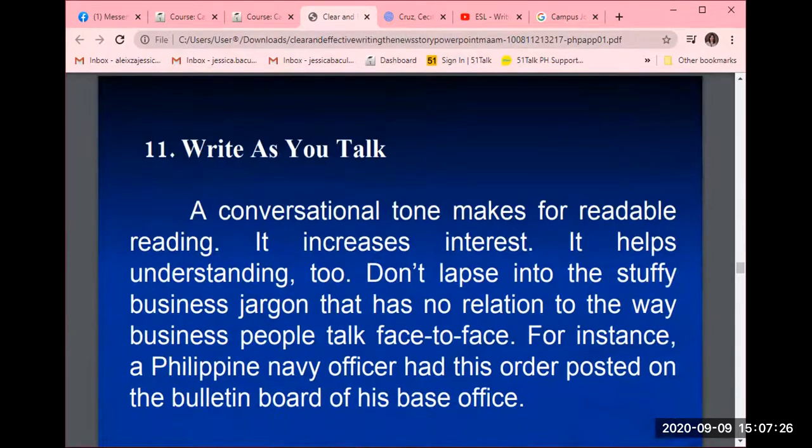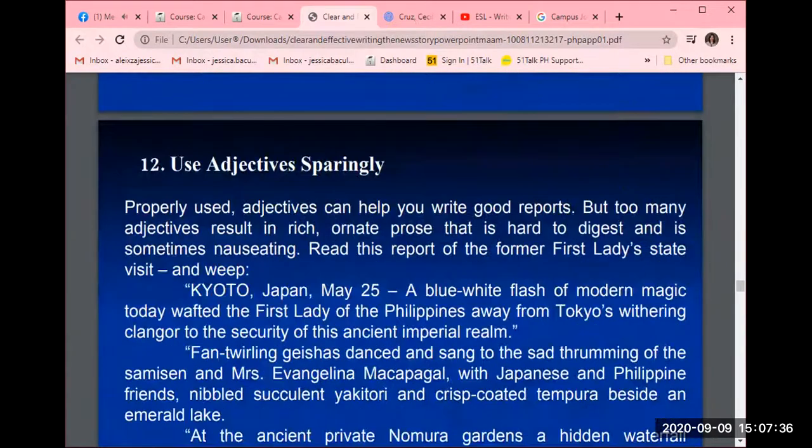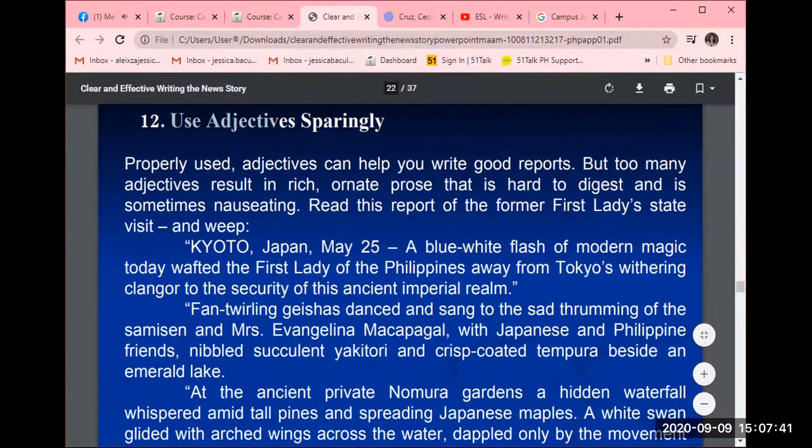And write as you talk. A conversational tone makes for readable reading. It increases interest. It helps understanding too. So if you are a boring talker, then probably your article is as boring as well. Use adjectives sparingly, which means do not overuse your adjectives. Properly used adjectives can help you write good reports, but too many adjectives result in rich, ornate prose that is too hard to digest and is sometimes nauseating.